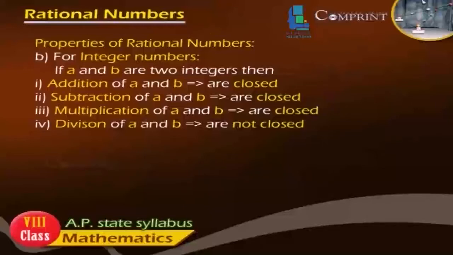Properties of rational numbers. For integer numbers, if a and b are two integers, then addition of a and b implies closed. Subtraction of a and b implies closed. Multiplication of a and b implies closed. Division of a and b implies not closed.